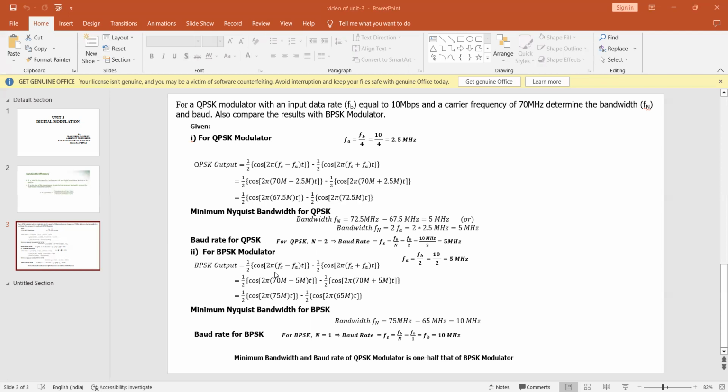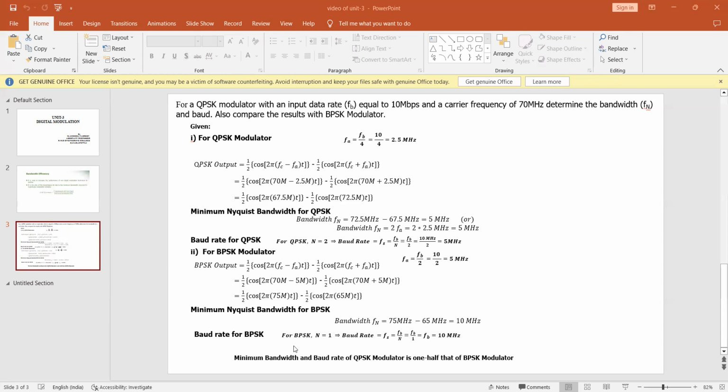And then we go to our BPSK modulator. For the BPSK modulator also, we need to calculate the bandwidth. For calculating the bandwidth, we need the upper and lower cutoff frequencies. These are taken from the BPSK output equation, which is also represented as fc plus fa and fc minus fa: the carrier frequency plus the highest frequency of the modulating signal, and the carrier frequency minus the highest frequency of the modulating signal. From this equation, we take the bandwidth as 10 megahertz.